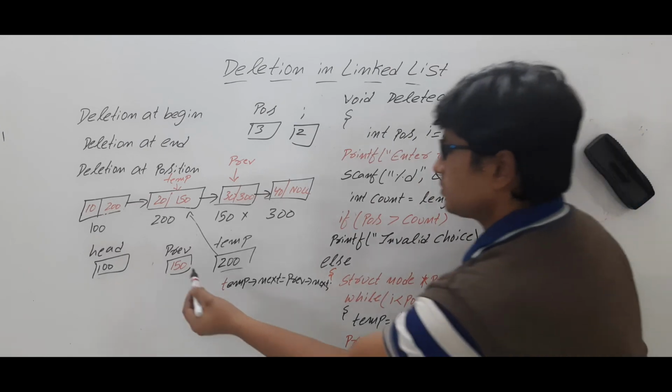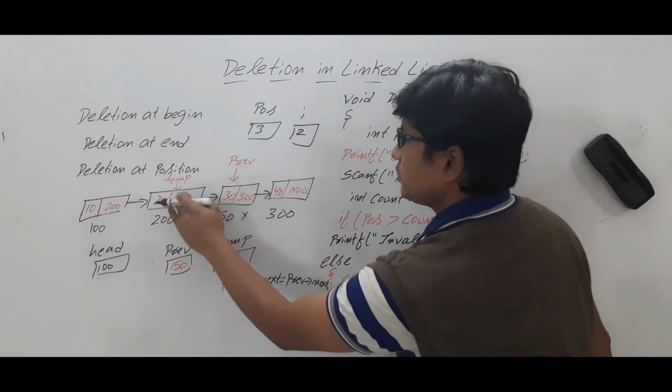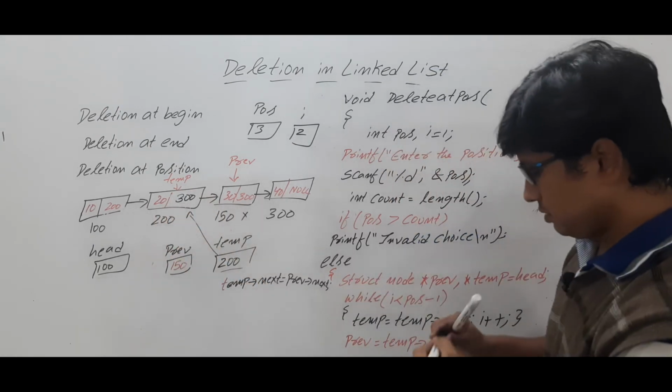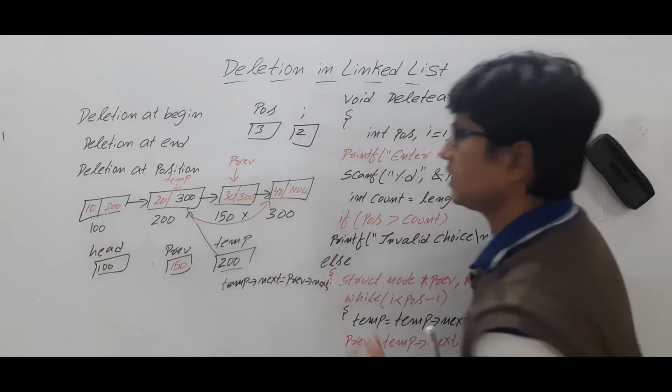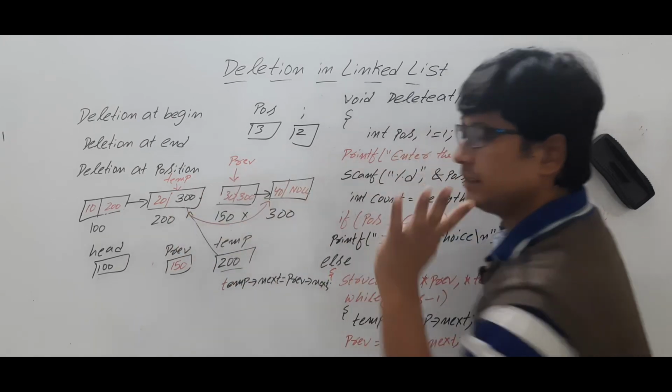What is previous? Previous is this one. Previous of next is 300. So which you are assigning to temp of next. So here you are assigning 300. So you have a link from this node to this node. Is it clear? Are you able to understand? So this link has been deleted.